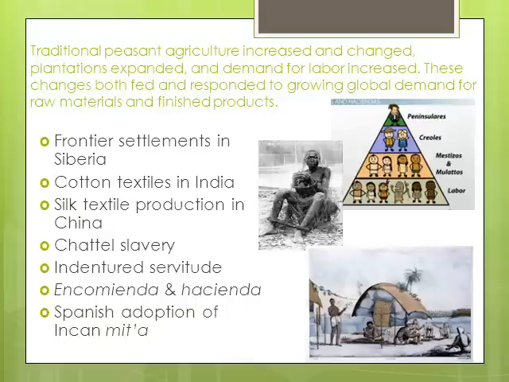We see also in Russia, peasant agriculture increases, and this becomes an issue eventually for Russia. We see the impact and the beginnings of plantations and labor increases because as the economy increases, demand increases, and that means that you need to have more workers. This also feeds the triangular trade or the slave system.